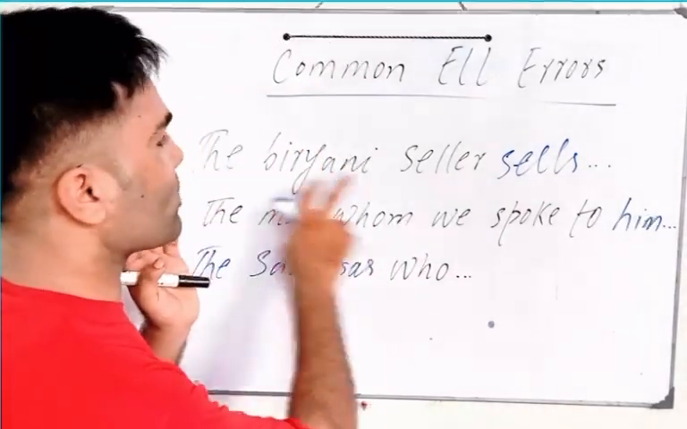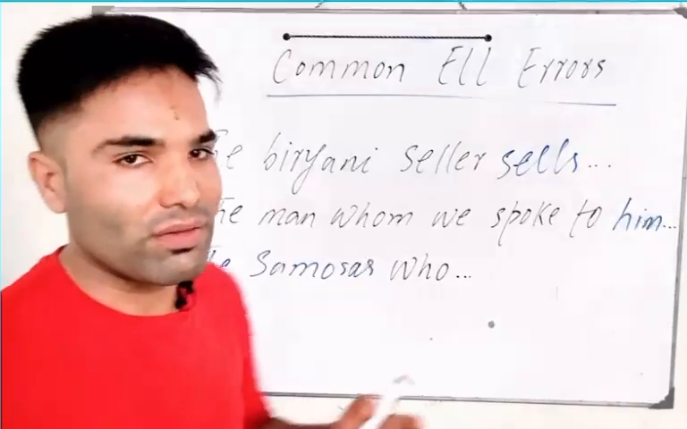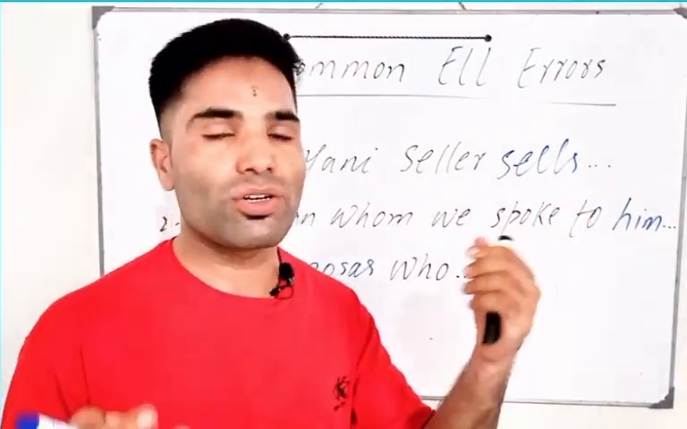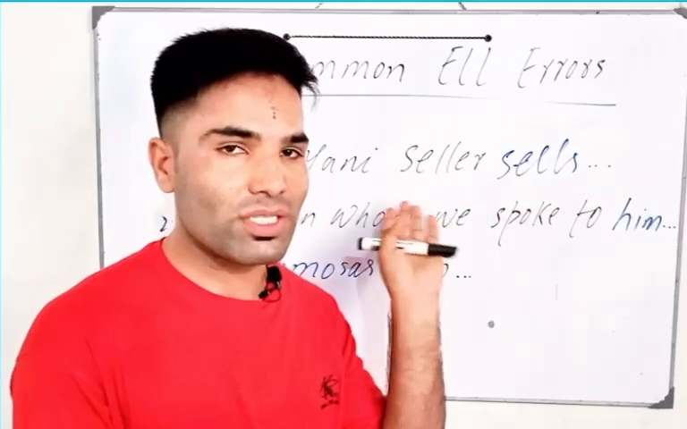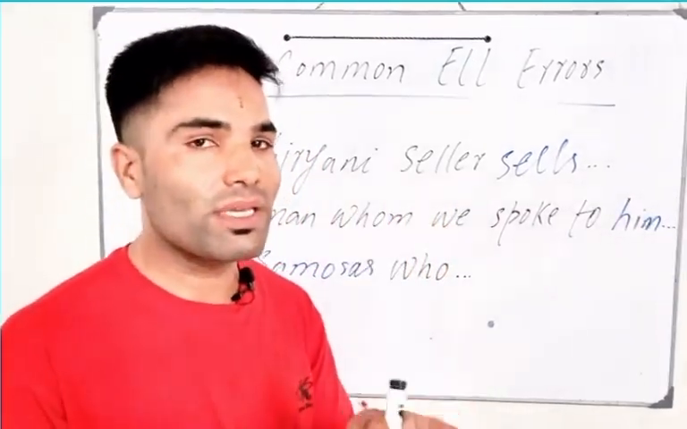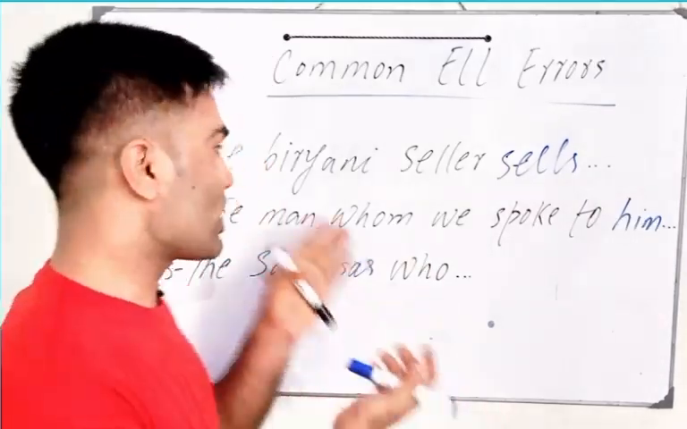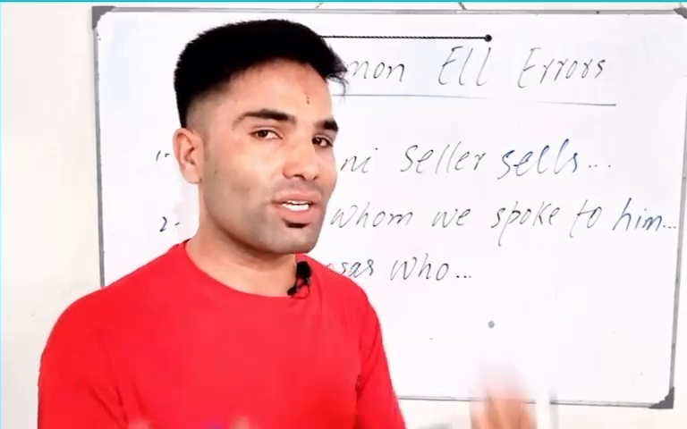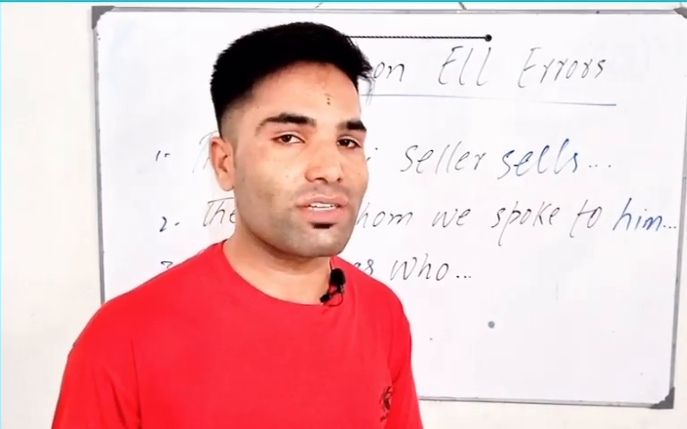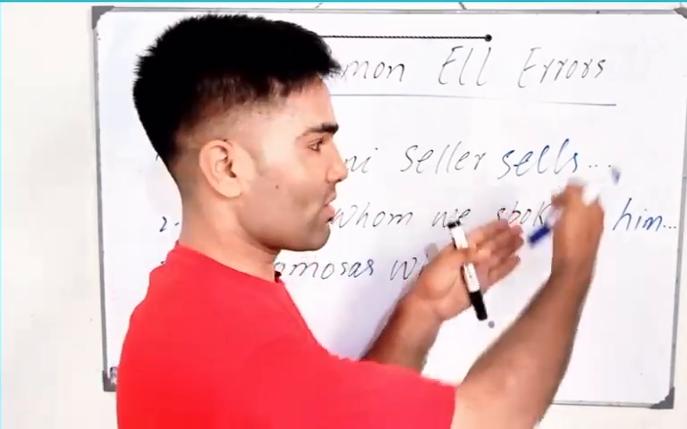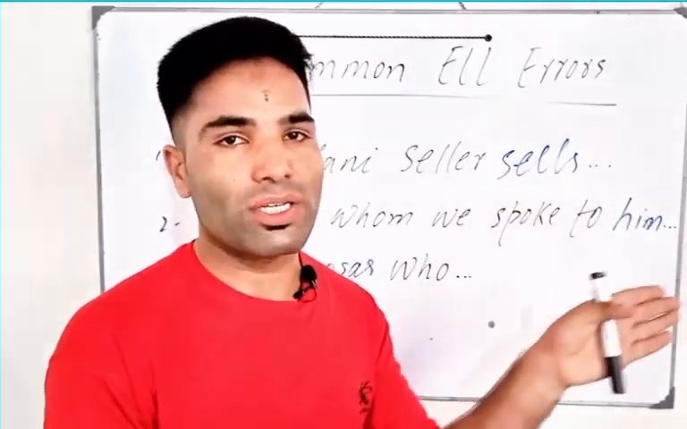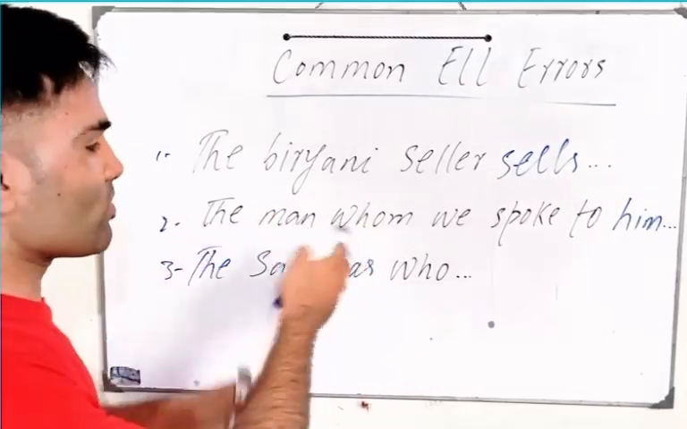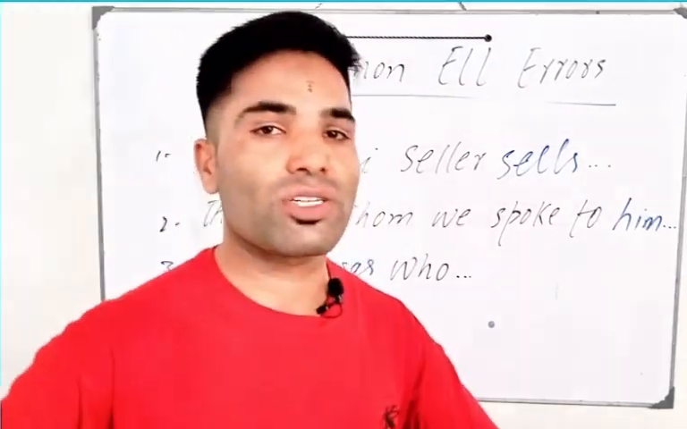For example, if I want to say the biryani seller sells delicious biryani, it's not an adjective clause, because what you're saying is not additional information about the subject itself. If you would like to be very proper, you would say it this way: the biryani seller who sells biryani. Now who sells biryani is additional information. This is an adjective clause because I used a relative pronoun to make it additional information about the seller.